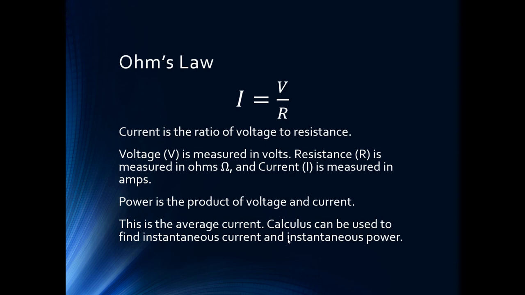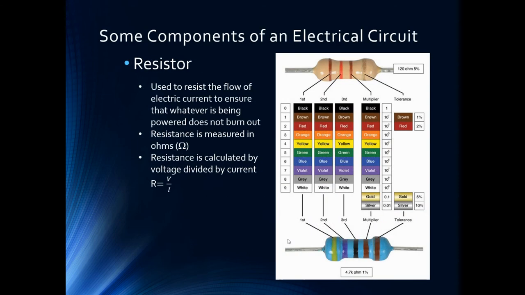And power is the product of voltage and current. This formula actually gives you just the average current. You can use calculus to find instantaneous current or instantaneous power. So it obviously can become much more complex.